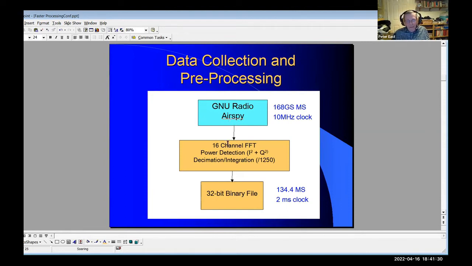And then what the GNU Radio does is it splits up the frequency into a 16 channel FFT. It does power detection and decimation and integration. And this effectively cuts the data rate down by a factor of 1,250 in my case, and outputs a 32-bit binary file. So it's 16 channels, and I've chosen to use a 2 millisecond clock.